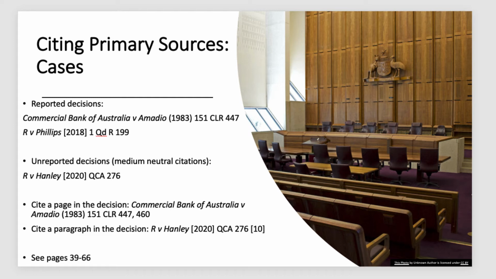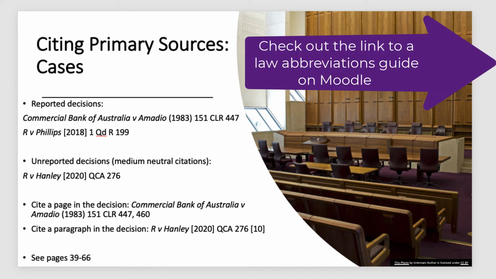Well, that abbreviation, you can decode that by using an abbreviations guide, and I'm going to provide a link to a comprehensive abbreviations guide on Moodle. So you just take the first letter of that abbreviation, which in the first example would be C. You then look it up and see what it stands for, and then you can work out how to locate that particular law report series on the relevant databases.